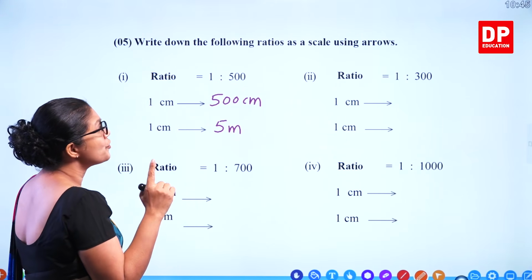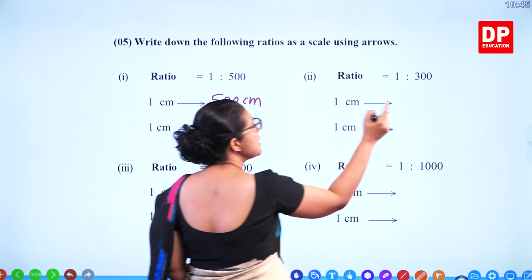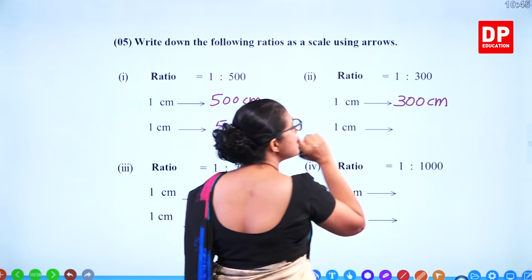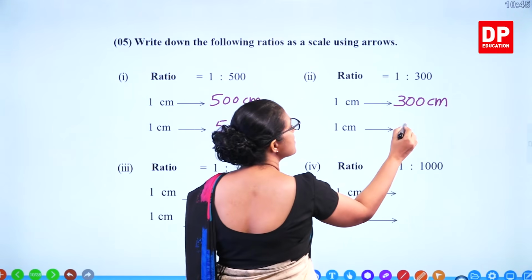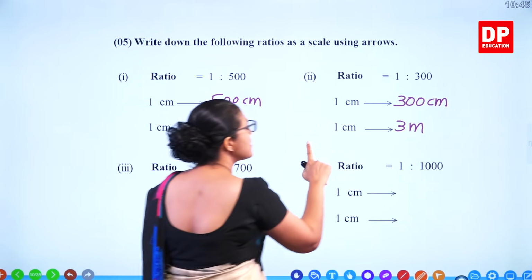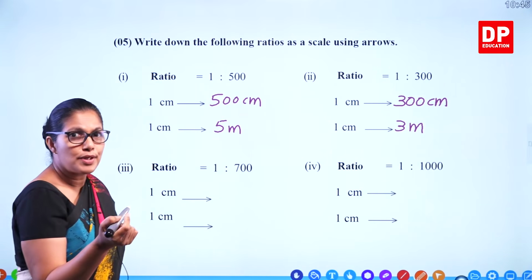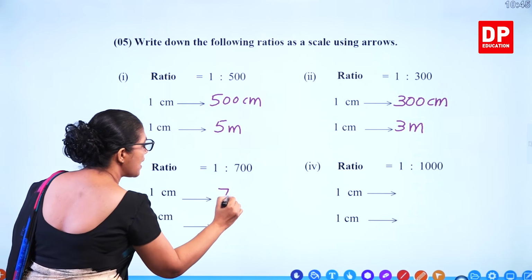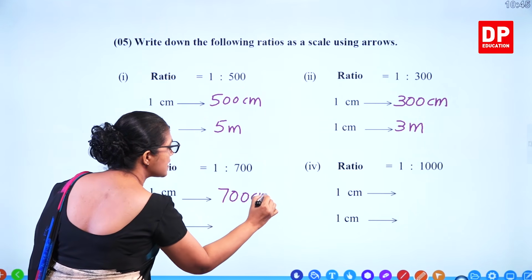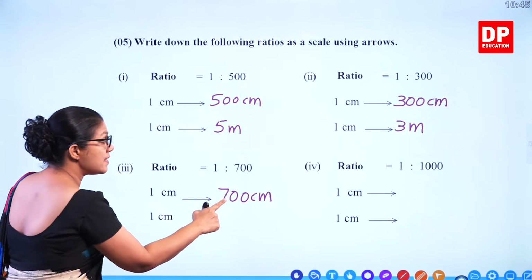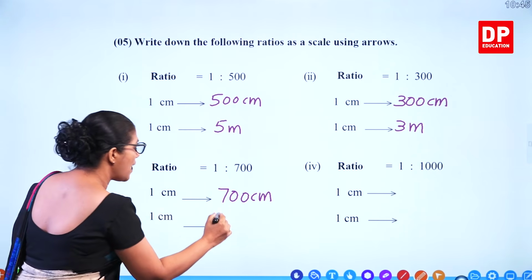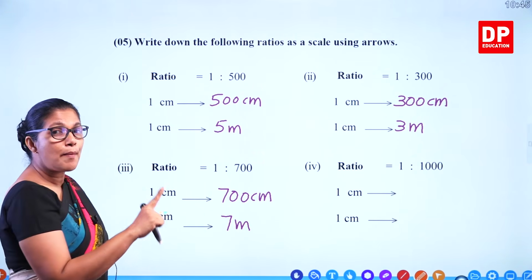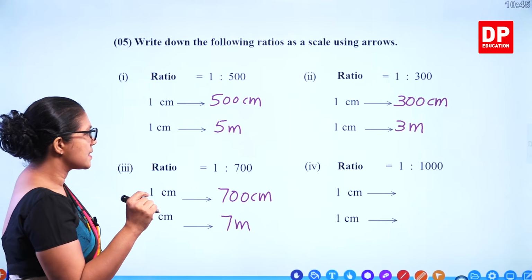The ratio is 1 to 300. That means 1 centimeter represents 300 centimeters. Divide by 100, that's 3 meters. So 1 centimeter represents 3 meters length. 1 to 700 means 700 centimeters. So when you divide by 100, that's 7 meters. 1 centimeter represents 7 meters.